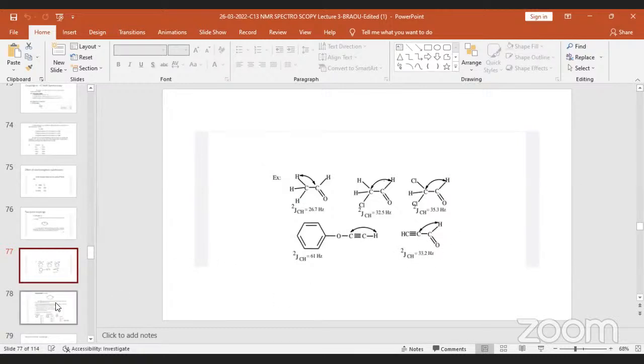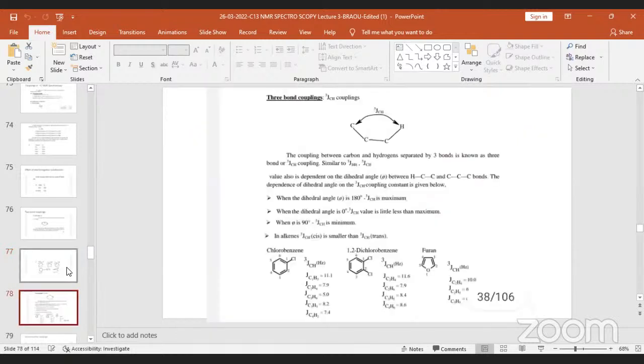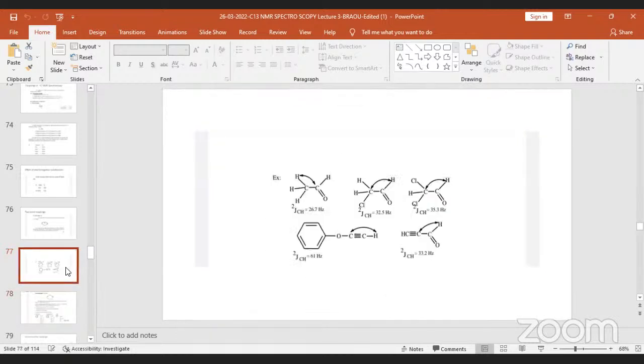And here you see 33.2 hertz. So like that, the J2CH couplings are less than J1CH couplings, but they are important, especially when you have double bonded carbons, triple bonded carbons, aromatic carbons in the molecule. And same like J1CH, here also electronegativity of the attached substituent increases the coupling constant.